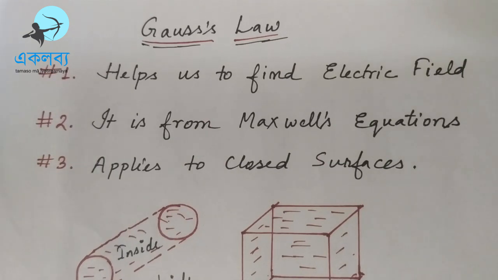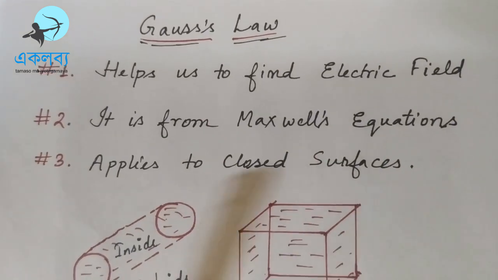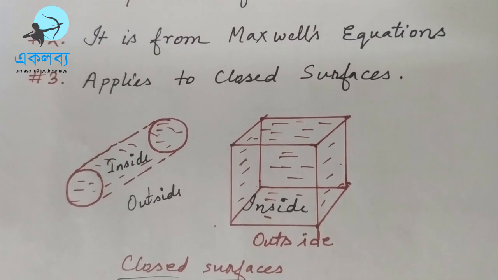Third point, Gauss's law is applied to closed surfaces only. As we know, electric flux is calculated through a surface. Gauss's law is also calculated through a closed surface. Now the question is, what are closed surfaces? Here I have given two examples. Any surface, remember, any surface which divides the space into inside and outside is a closed surface.